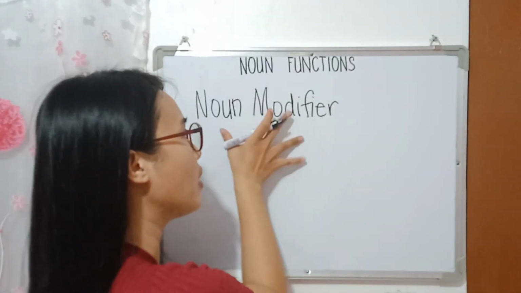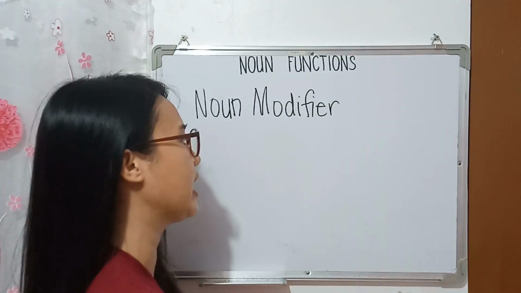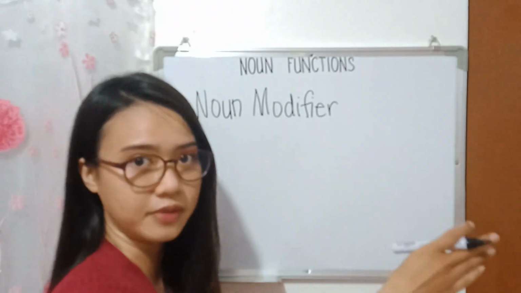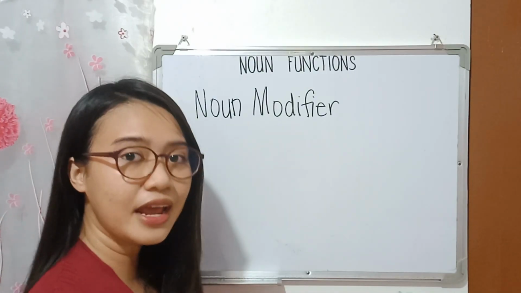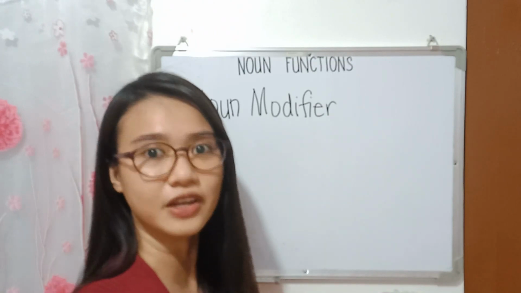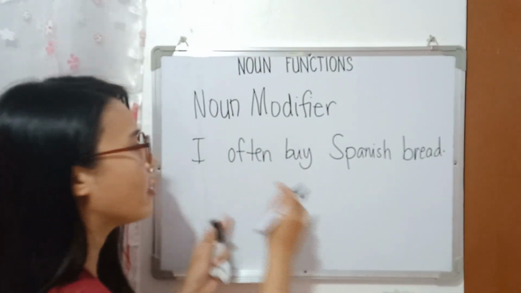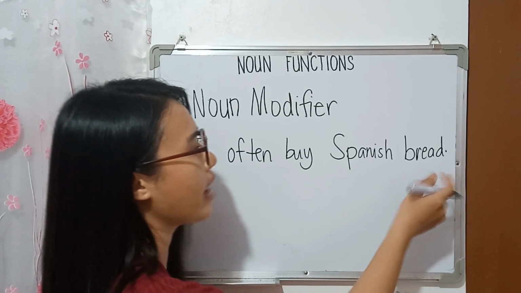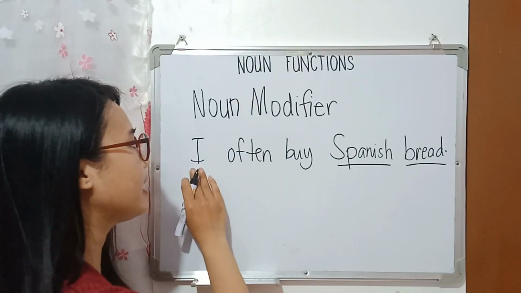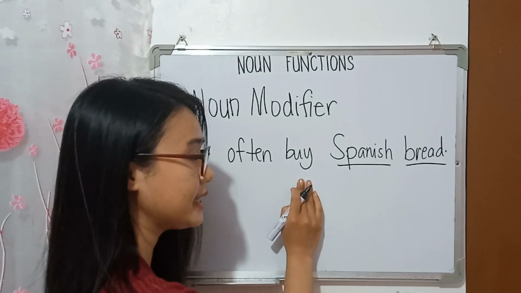Next, we have noun modifier as the function of a noun. A modifier describes a noun or pronoun. A noun modifier can be easily identified because it follows another noun. Here, I often buy Spanish bread. We have here two nouns, Spanish and bread. I here is the subject, buy is the verb.